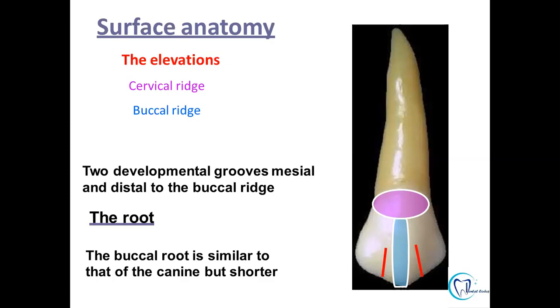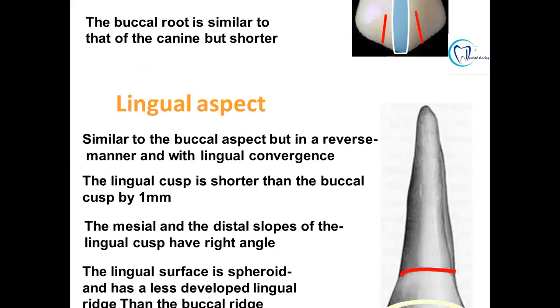When we see the root, the buccal root is similar to that of the canine, but it is shorter in length. So the root length is more in canines and less in premolars.